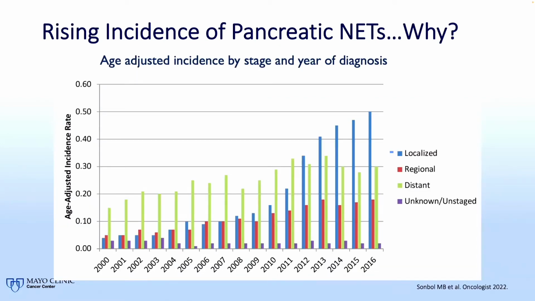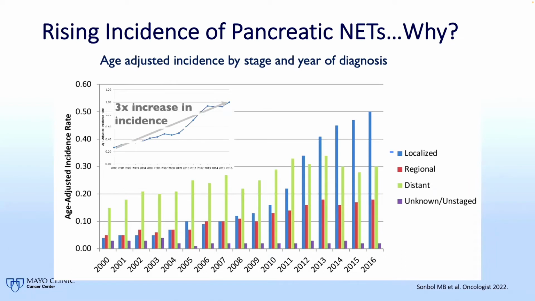So let's zoom in on pancreatic NETs. This is work from Mayo from this year. It's looking back to the year 2000, and these different bars are the number of neuroendocrine tumors. The green bars are people who have metastatic disease or stage 4 diagnosis. The red bars are those who have lymph node involvement. The blue bars are those who have early disease. And we have seen that there is a threefold increase since 2000. From 2000 to 2016, a threefold increase in that short time span of new diagnoses.